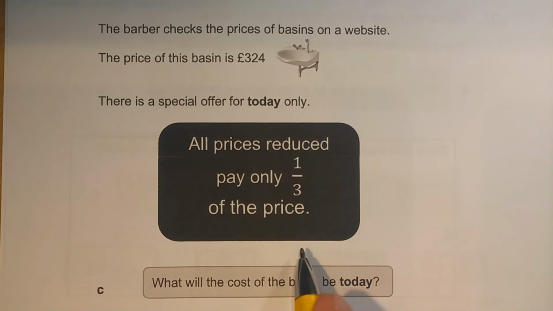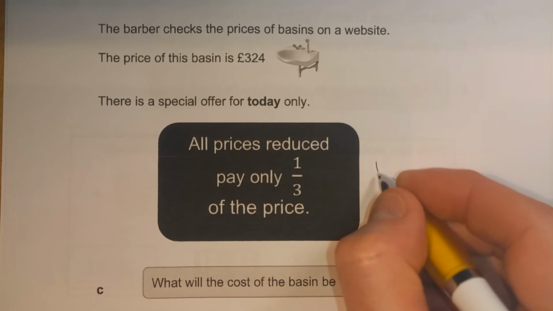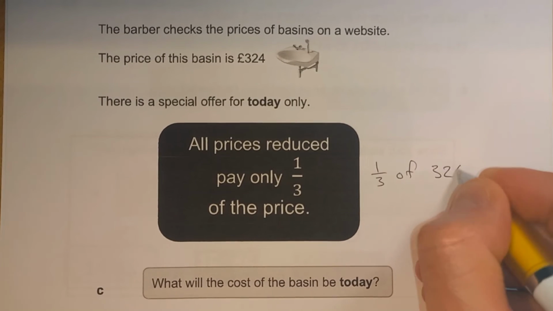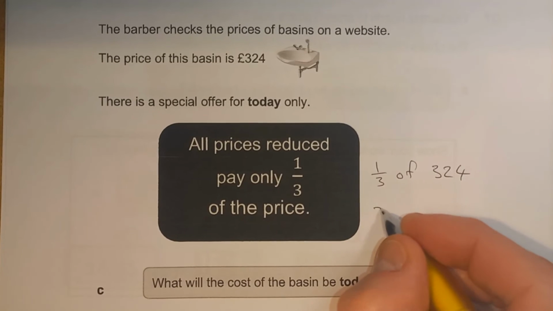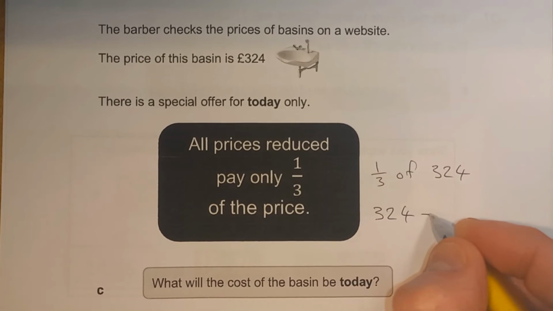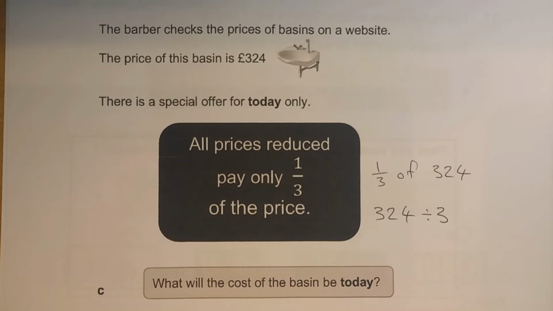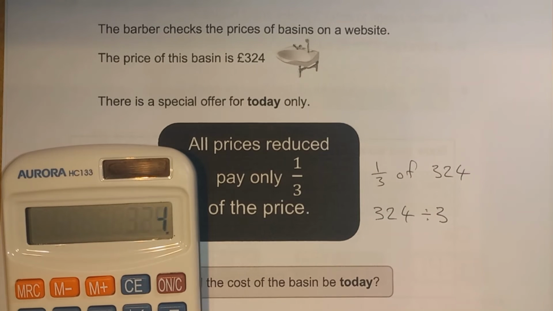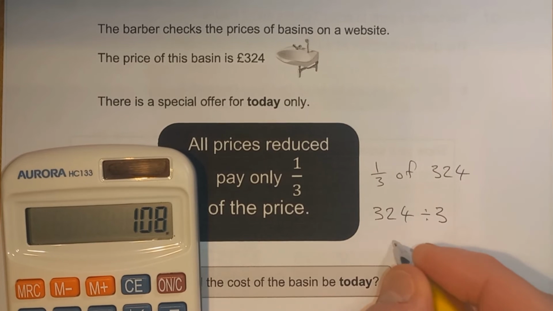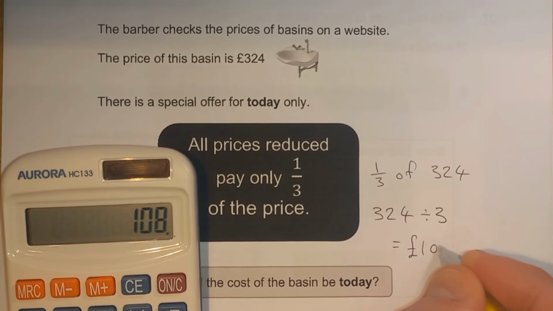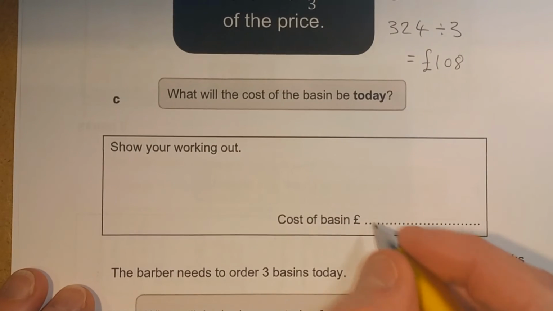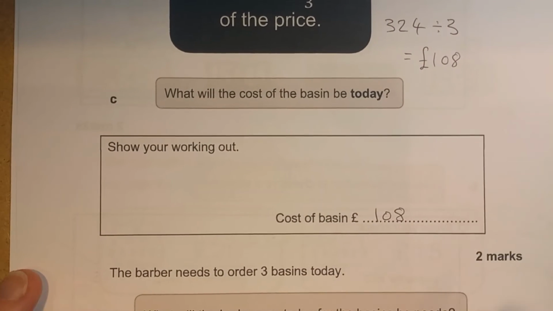So if we're paying 1/3, we can say we want 1/3 of 324, which is the same as 324 divided by 3. Again, we can use a calculator, and that gives us £108, which we can write in here.